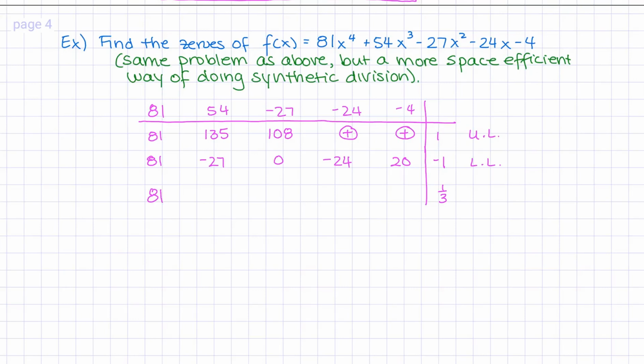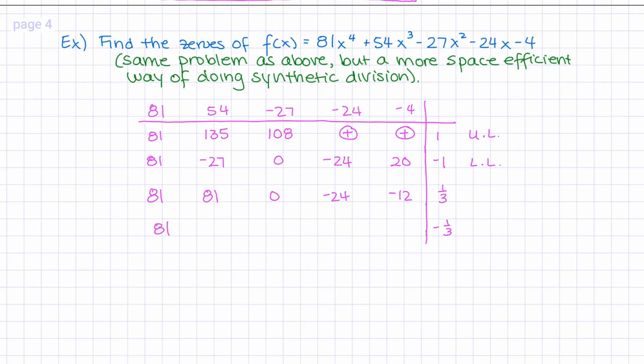1/3 of 81 is 27, add, you get 81. 1/3 of 81 is 27, add, you get 0. 1/3 of 0 is 0, add, you get negative 24. 1/3 of negative 24 is negative 8, you add, you get negative 12. This told us nothing, so then we tried a negative 1/3.